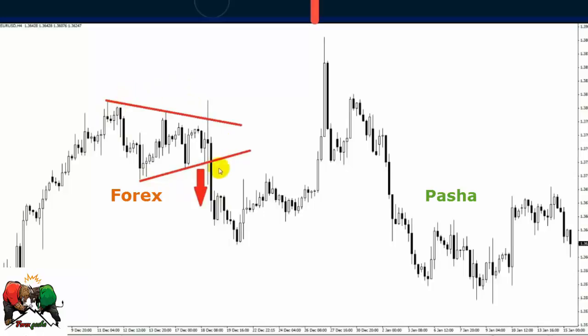Now, please don't trade this if you spot this at this stage, because there is a lot more that we need to teach you in terms of trading this pattern. This is purely for example purposes.